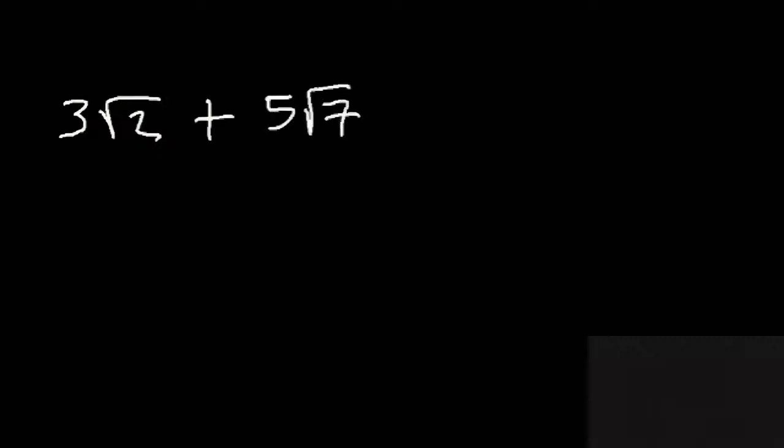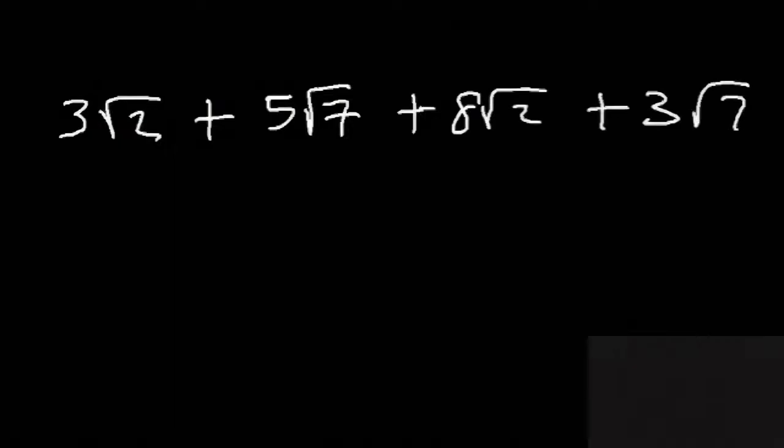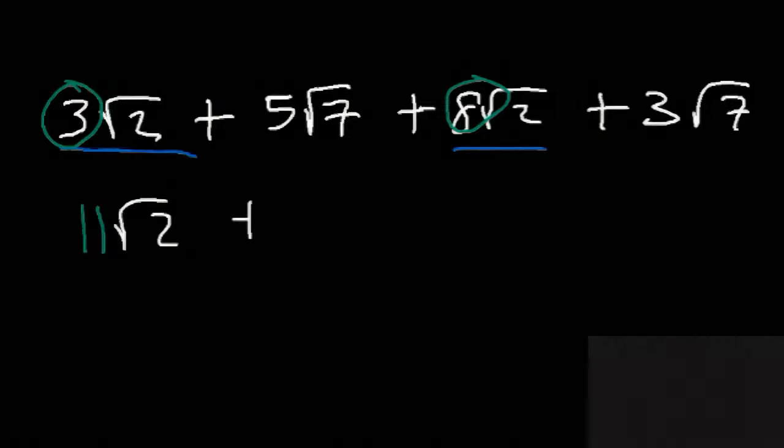Another example, let's say if you have 3 radical 2 plus 5 radical 7 plus 8 radical 2 plus 3 radical 7. These are like terms. Because the radical 2 is the same, you can add the 3 and 8, 3 plus 8 is 11. So it's 11 root 2.